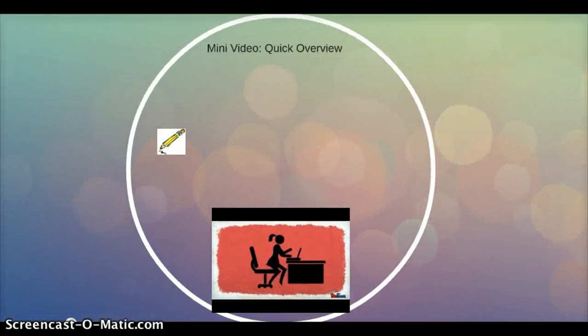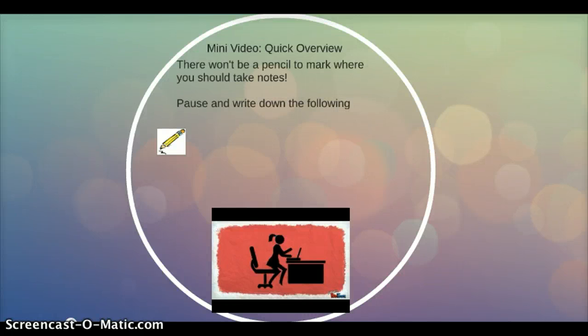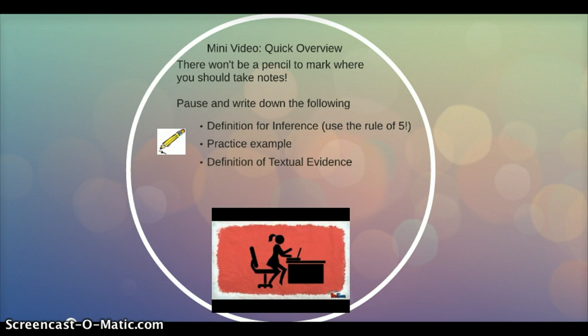To start out with, we're going to watch a quick mini video. Because I did not make this video, there won't be a pencil to mark where you're supposed to take notes. So you're going to need to look for 3 things and pause and write things down as you go through this video. First of all, you're going to want to look for the definition of inference. Remember to use the rule of 5 as the video uses quite a long definition. There will be a practice example. Please follow the instructions in the video. And finally, you're going to look for the definition of textual evidence or support.